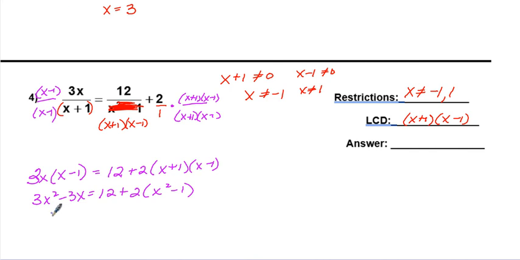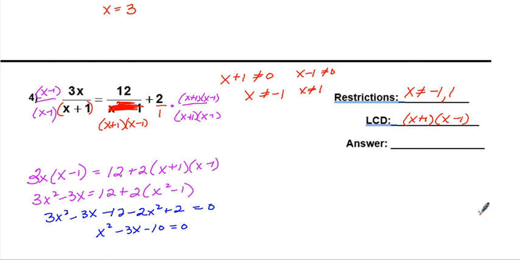Simplifying further, and I'm also going to move things over to one side. So 3x squared minus 3x minus 12. I'm going to move everything over here. This will be distributed into here, so it'll be 2x squared minus 2. So I'm going to subtract 2x squared and add 2, equals 0. So I've got all this stuff over here and a 0 over here. So let's combine like terms. That's 1x squared minus 3x minus 10 equal to 0.